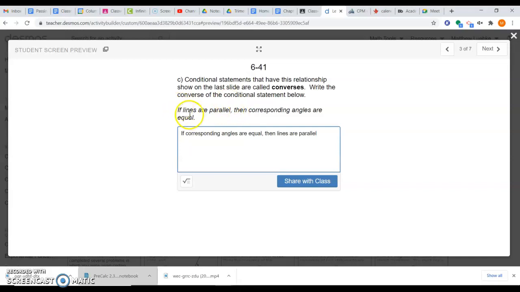Okay? And that's how you write a converse, all right? I'm again just flipping what comes after if and what comes after then. Just flipping those two things. Okay? And again, then you can evaluate what is true. If lines are parallel, then corresponding angles are equal.